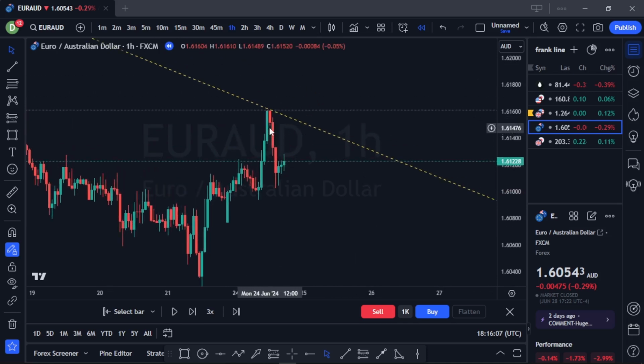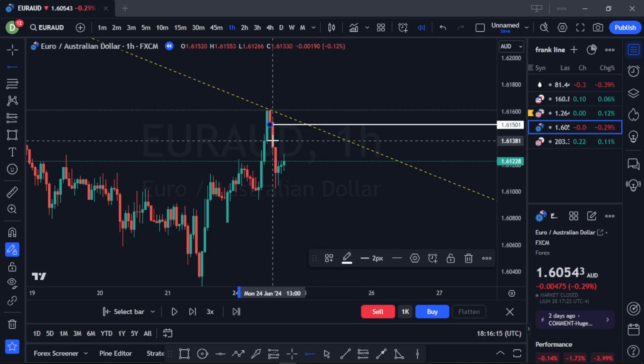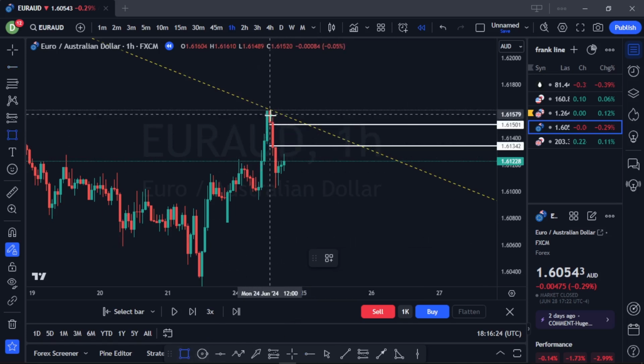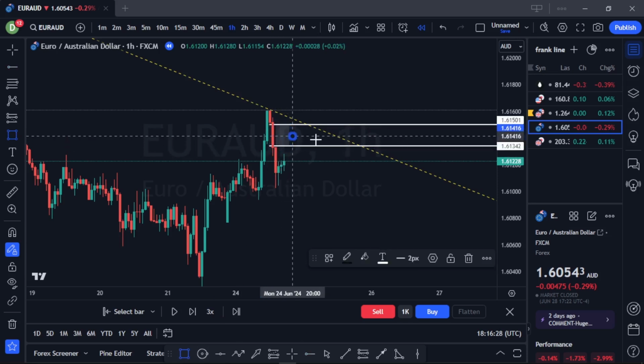We have this fair value gap here, which is between this candle here. Let me mark it out for those of you who don't know. Between here and here, we have a fair value gap, which is this candle here, and this candle here gives us this fair value gap within here. So we have an hourly fair value gap, which means that it's a very strong fair value gap.